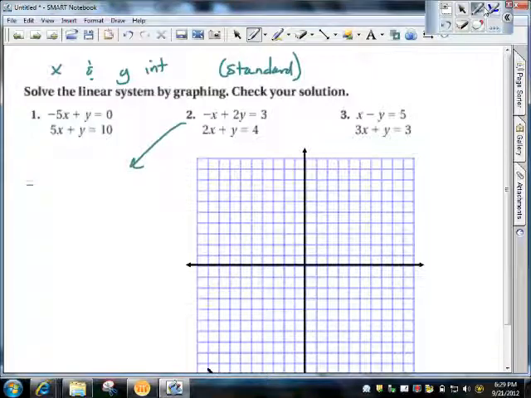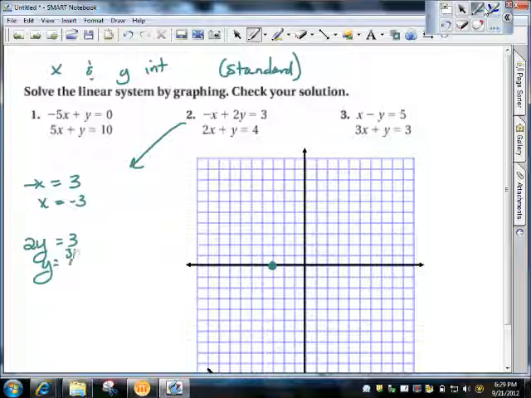Now this one, I'm going to do the x and y intercept. If negative x is 3, then x is negative 3. So I plot one point there. There's my x-intercept. And then I'm looking at that first equation on number 2. The y-intercept is 3/2, so I connect these two.